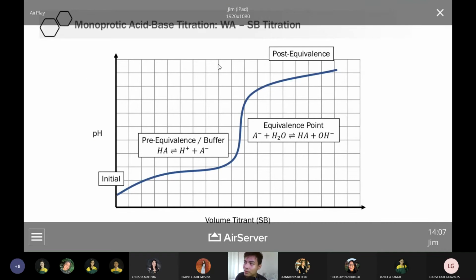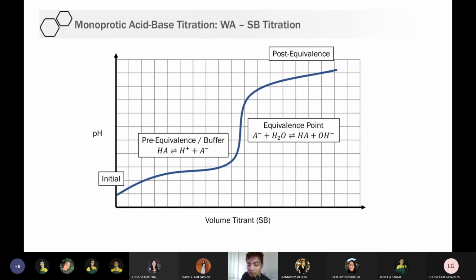Okay? So, now, let's proceed. This is how the titration curve for the monoprotic acid-base titration of WASB will look like. Ganyan yung itsura niya. As you can see, mababa yung pH initially, of course, acid yun eh. And then it will slowly increase, and then we will have this region wherein the pH seems to be stagnant. No? The pH where it seems to be stagnant, we call that the buffer region. No?